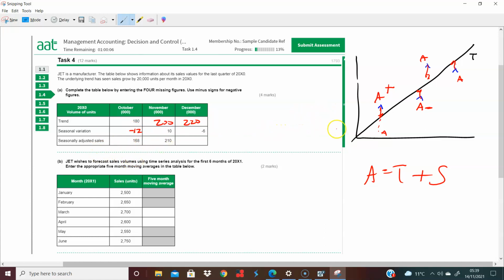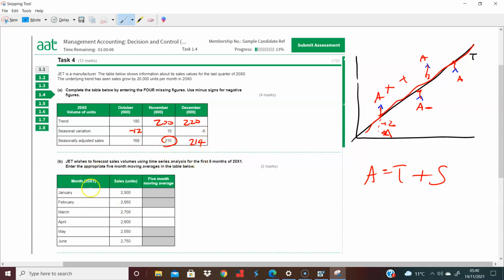That's what this is saying. The actual is 12 below the trend, and this 168 is 12 below 180. This line is your trend, and this is your actual. Here, this tells you that the actual is 10 above your trend, so this is above your trend. And here the actual is 6 below the trend, and that's 214. That's what this plus and minus business is all about.